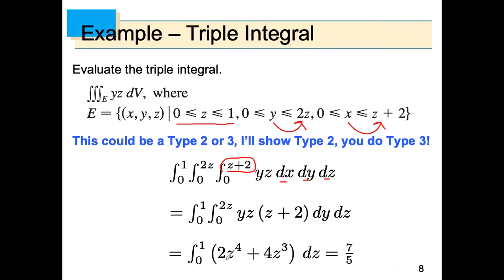And then finally, we're just integrating term by term with respect to z. And since I just have these simple limits, this is just simple power rule from Calc 1. And you should get 7/5 also. And again, I cannot emphasize this enough: please do type 3. I know some of you are looking at this going, yeah, I got it. But nothing beats actually practicing and writing this out yourself and getting to that answer from scratch.